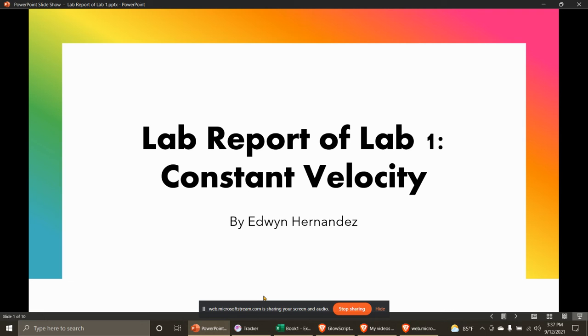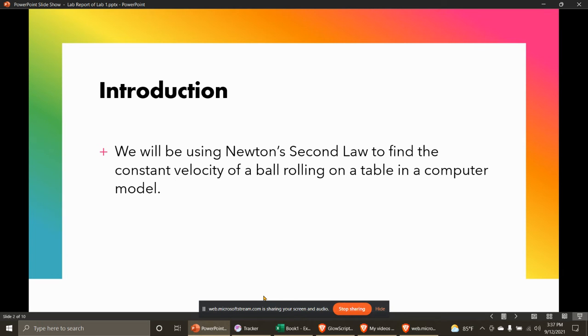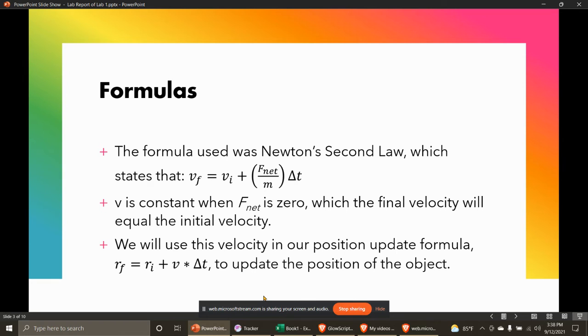Hello, this is the lab report for the first lab of constant velocity by me, Edwin Hernandez. We'll be using Newton's second law to find the constant velocity of a ball rolling on the table, and we will be using that video and its data to create a computer model in GlowScript IDE. The formulas that we'll be using will be Newton's second law and the position update formula.